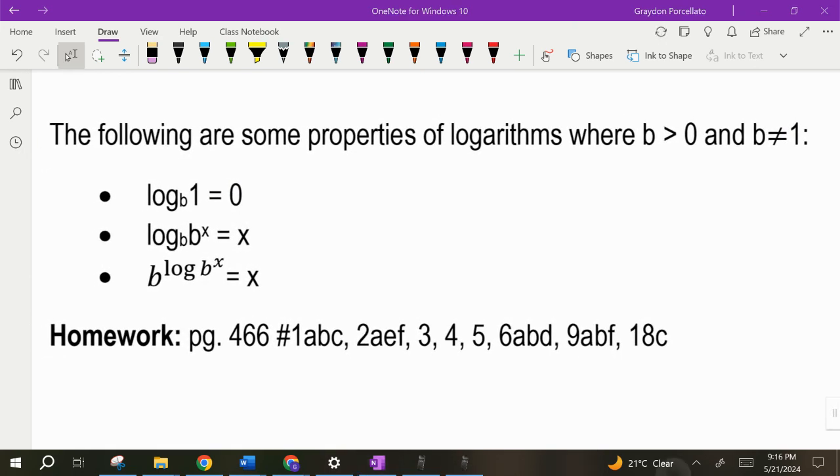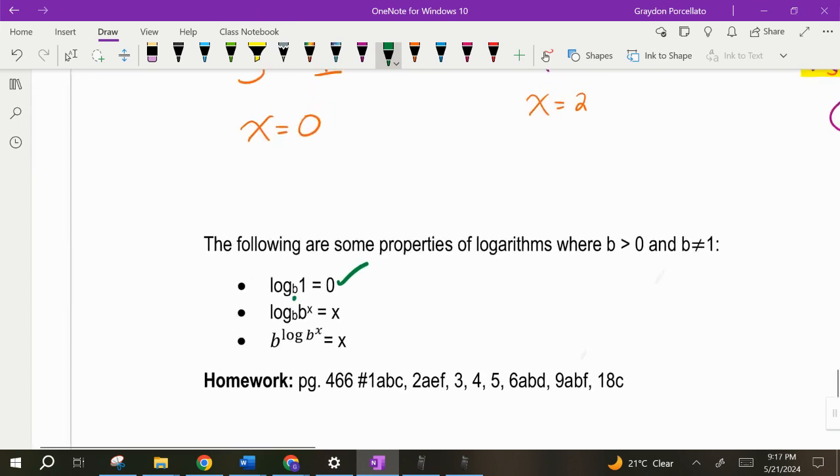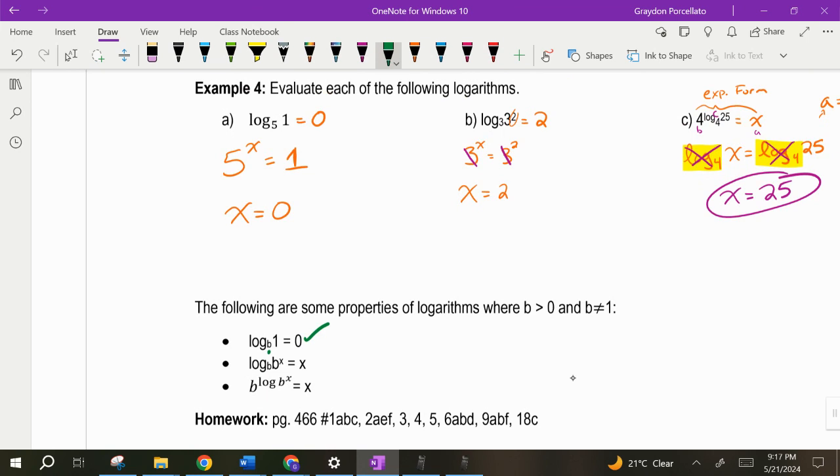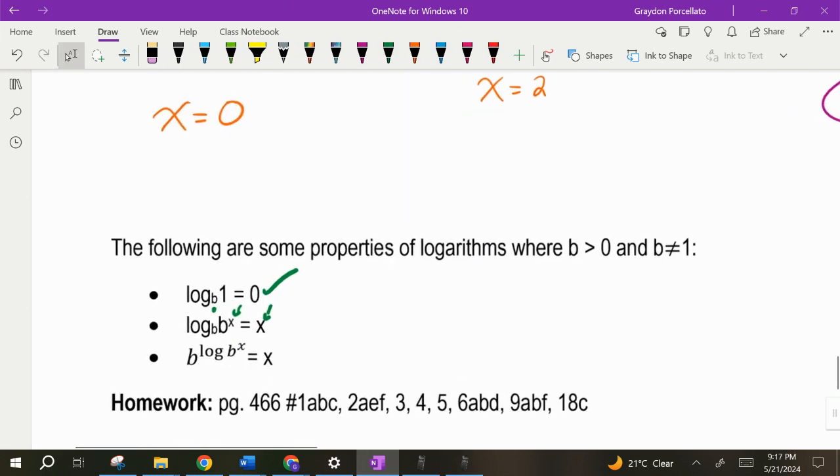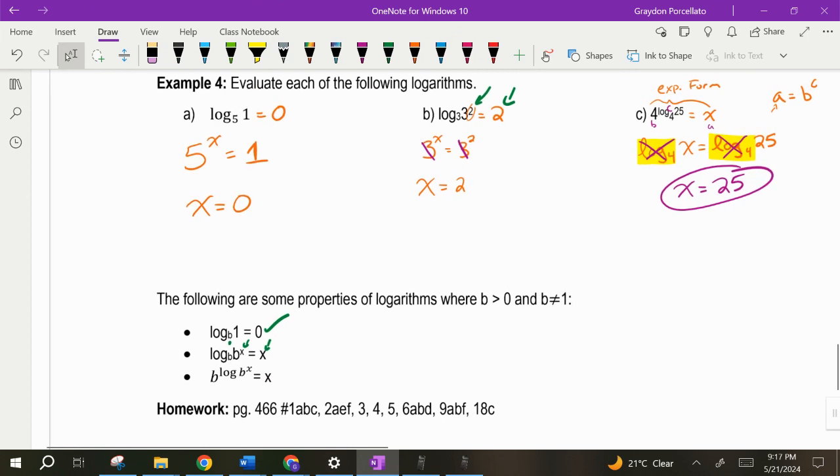The log, no matter what b is, if it's the log of 1 base anything, your answer is always 0. Our next one says that if it's log of b to the power of x base b, your answer is always x. So that's our second example. Notice how our answer was 2. Our answer was our exponent.